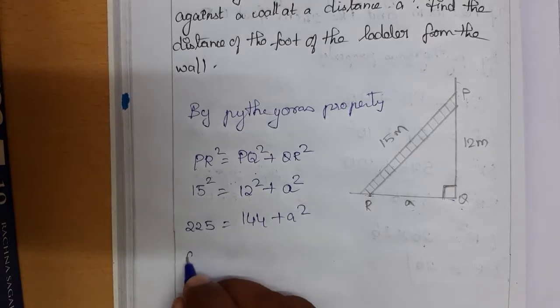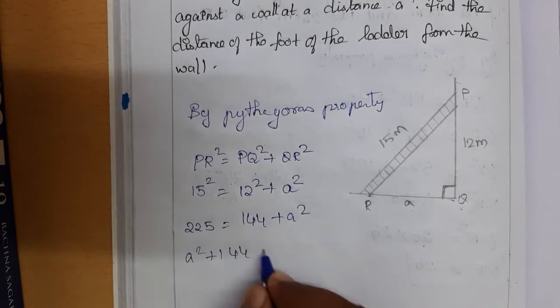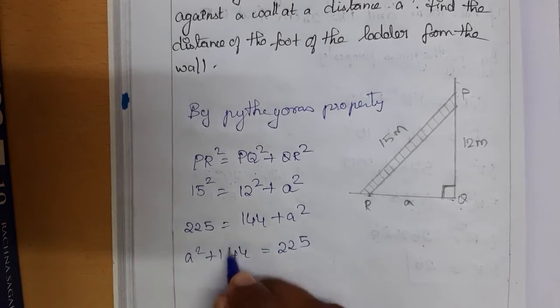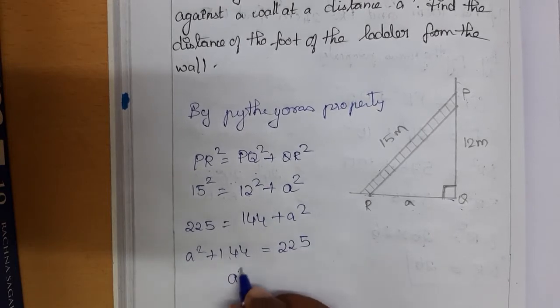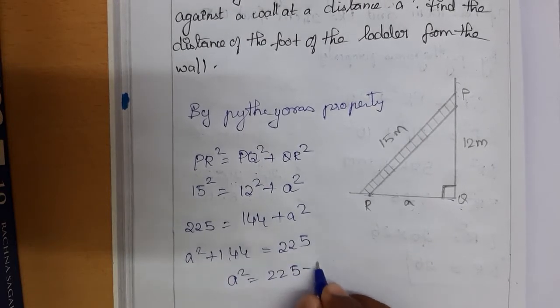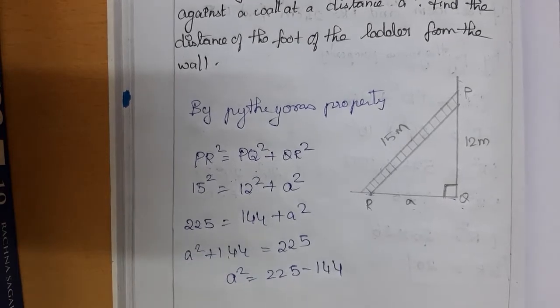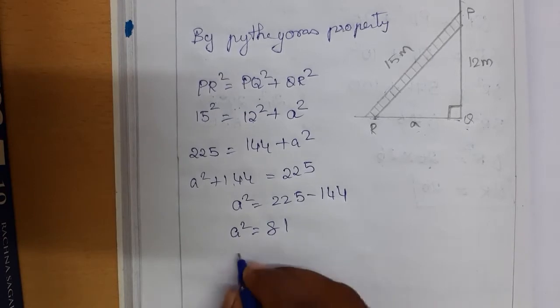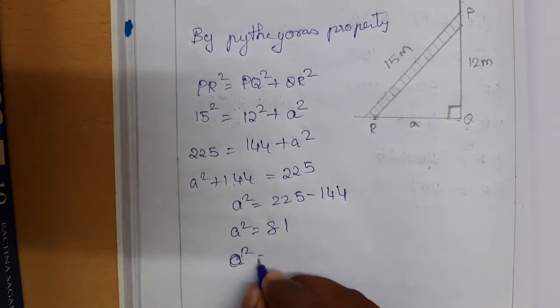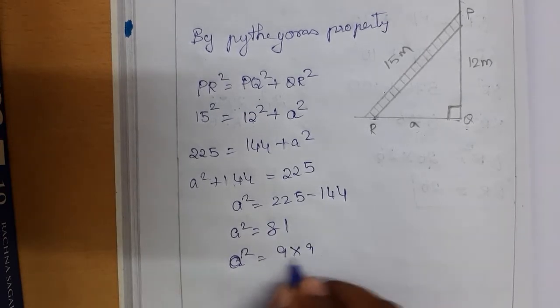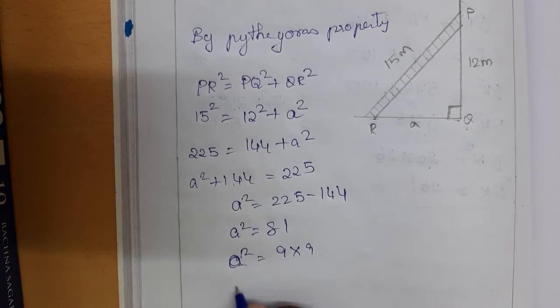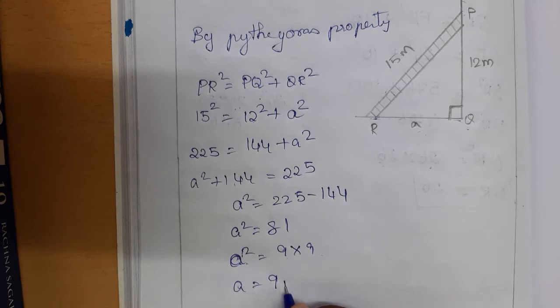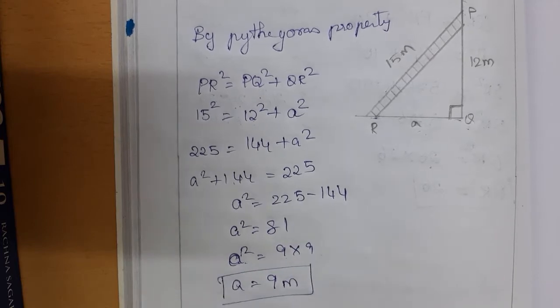So let me rewrite. A square plus 144 is equal to 225. So let me bring it here. A square is equal to 225 minus 144. 225 minus 144 we will get as 81. So A square is 81, which we can write as 9 into 9, both the same number. So A square is 9 into 9, then A is equal to 9. Then we have to write the unit, 9 meter, right?